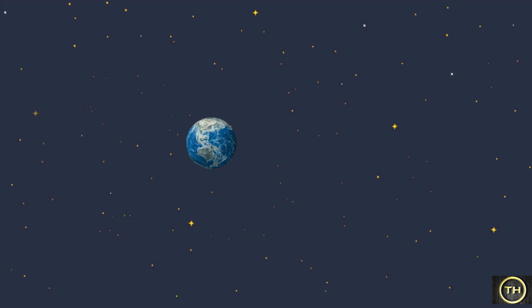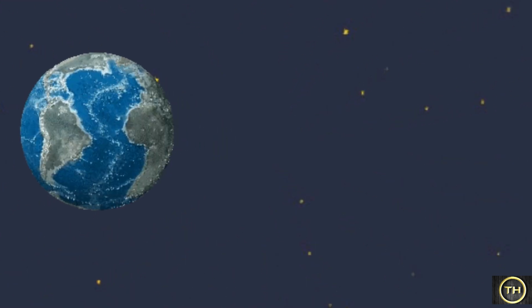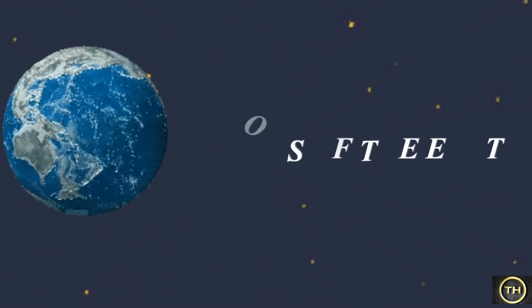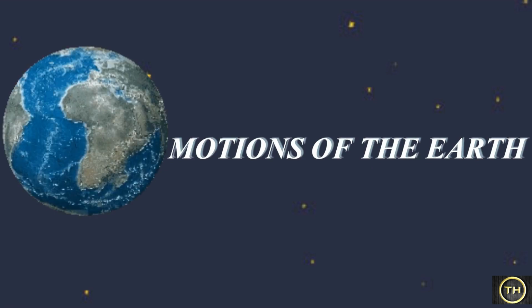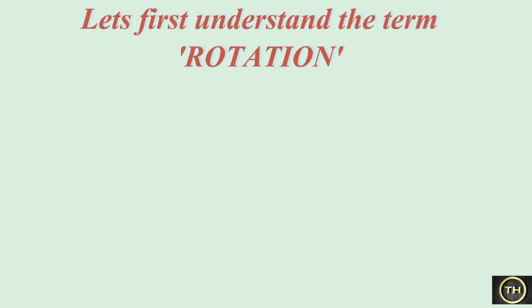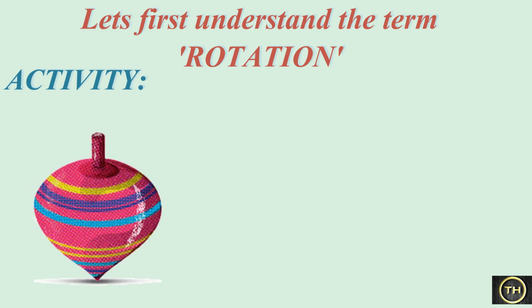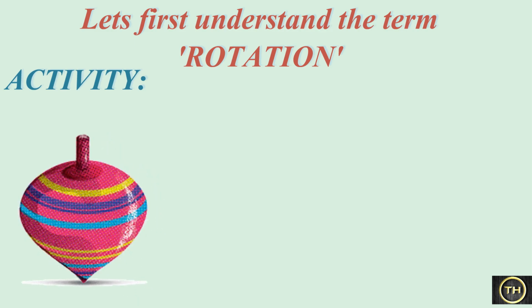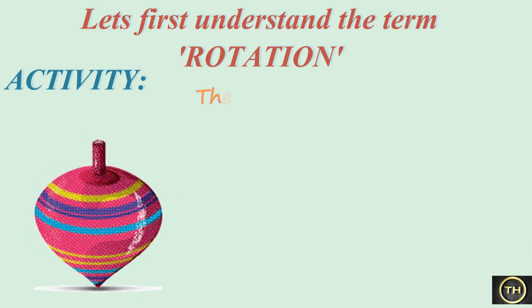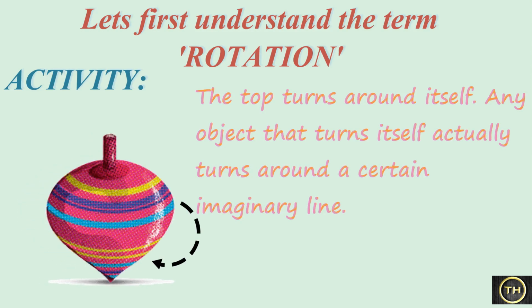Today we are going to learn a new lesson in EVS Part 1, Motions of the Earth. Let's first understand the term rotation. For this, let's try an activity. Take a top, spin it and observe its movement. The top turns around itself.